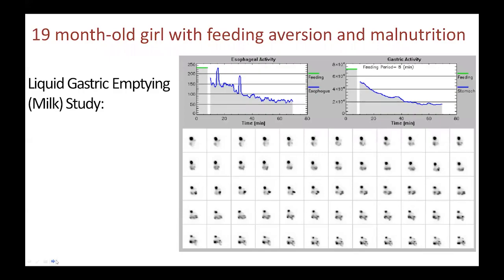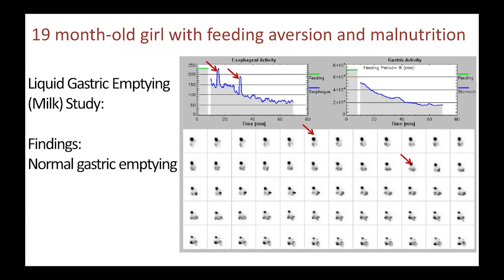Here's an example of a 19-month-old girl with feeding aversion and malnutrition. This is a liquid gastric emptying study. By looking at the images, we can see that there is rapid and near complete emptying of the stomach, and the gastric time activity curve confirms this, showing the typical mono-exponential or decay pattern curve with very little residual by the end of the study. Secondly, we can see here, as demonstrated with the red arrows, that there are 2 episodes of gastroesophageal reflux, which are confirmed on the esophageal time activity curve.